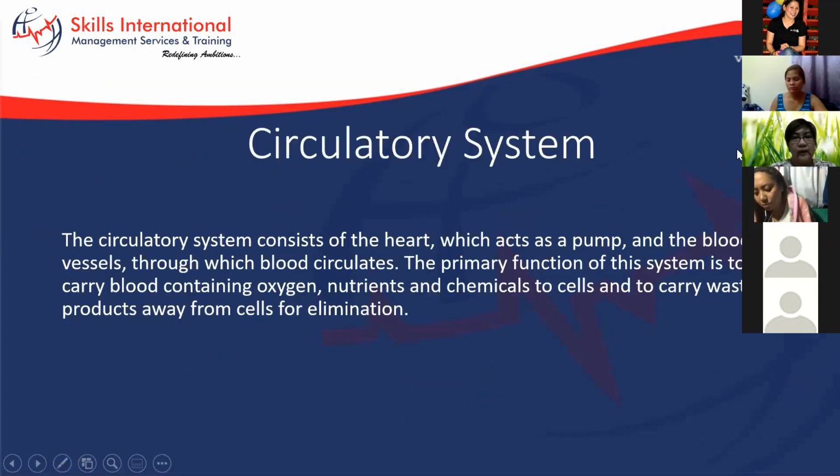So we go with the circulatory system. The circulatory system consists of the heart, which acts as a pump, and the blood vessels, through which blood circulates. So ito ngayon, nag-uumpisa yung pumping natin ng dugo in every part of the body, up and down. So ito ay nagsi-circulate sa buong katawan. The primary function of this system is to carry blood containing oxygen, nutrients, and chemicals to cells and to carry waste products away from cells for elimination.